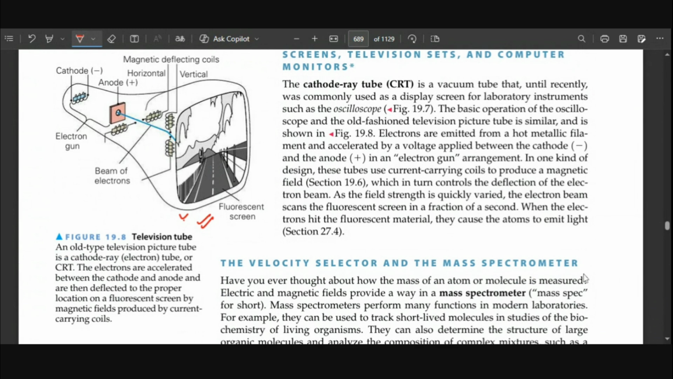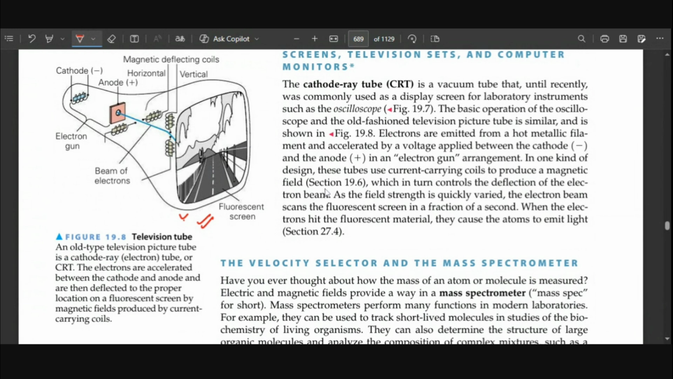So in this kind of television, we use cathode ray tubes. It is a kind of vacuum tube, which was discovered not long ago, hardly 100 years ago. The basic operation of an oscilloscope and an old-fashioned television picture tube is as follows. The electrons are emitted from a hot metallic filament and accelerated by a voltage applied between the cathode and anode in an electron gun arrangement.